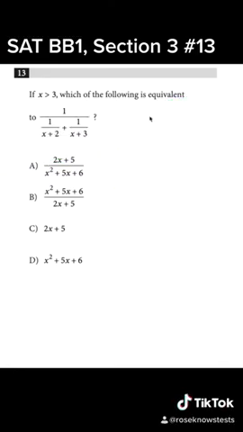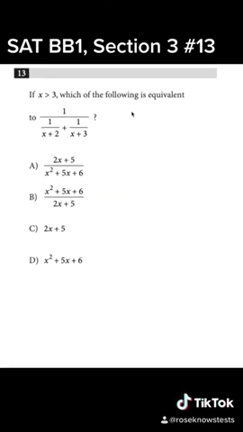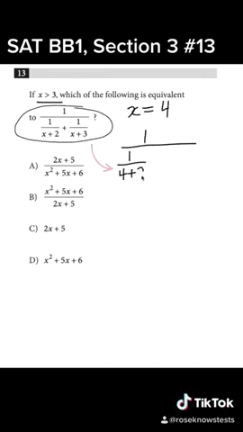Today I'm going to show you an easier and faster way to solve this type of math problem on the SAT. When you see variables in the answer choices, you can make up your own numbers. The problem states that x is greater than 3, so I am going to set x equal to 4. Now I'm going to substitute 4 for x in the original equation and begin solving.